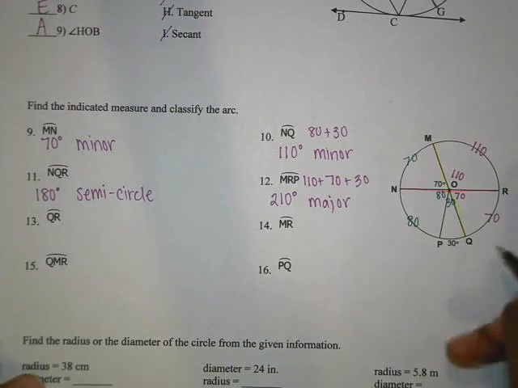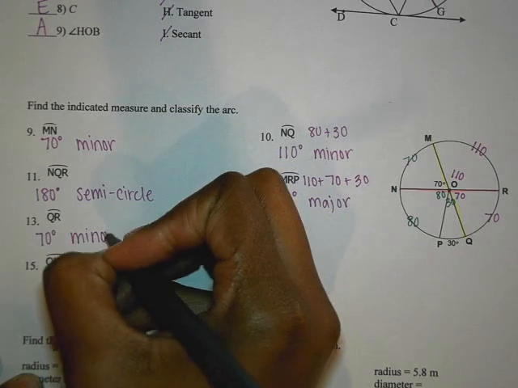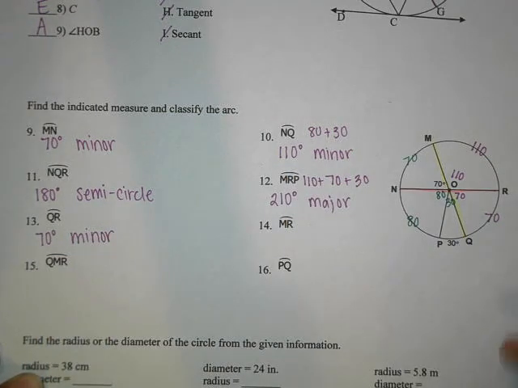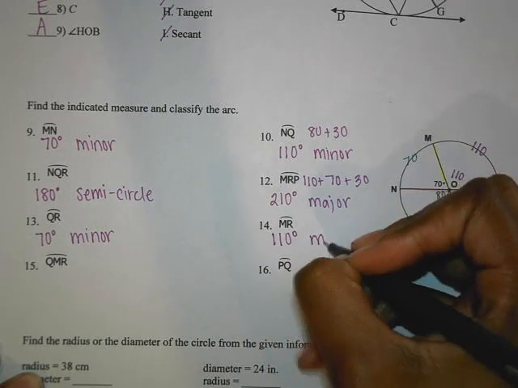QR, from Q to R, is just 70 degrees. That is a minor arc. And MR is 110. That is a minor arc.